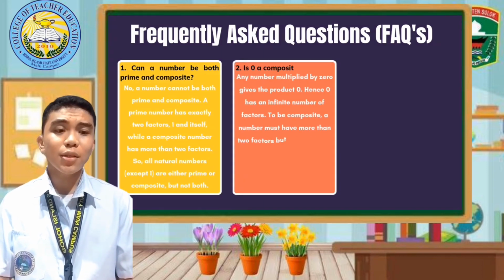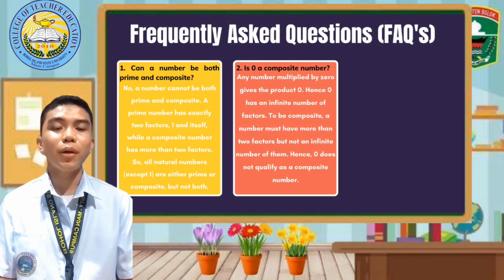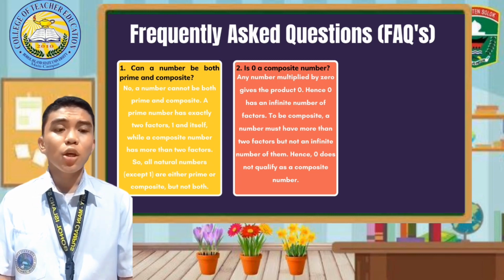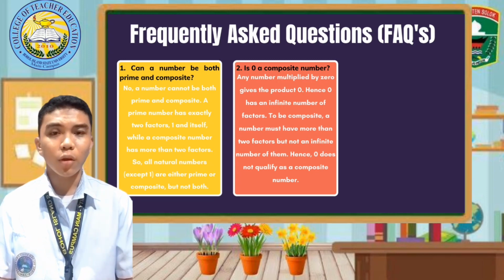Second, is 0 a composite number? Any number multiplied by 0 gives the product 0. Hence, 0 has an infinite number of factors. To be composite, a number must have more than two factors, but not an infinite number of them. Hence, 0 does not qualify as a composite number.